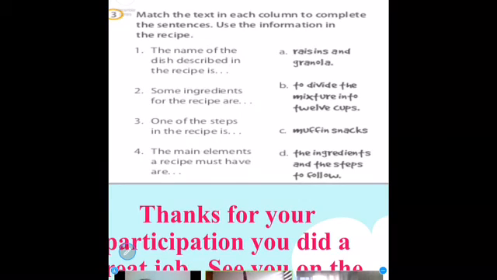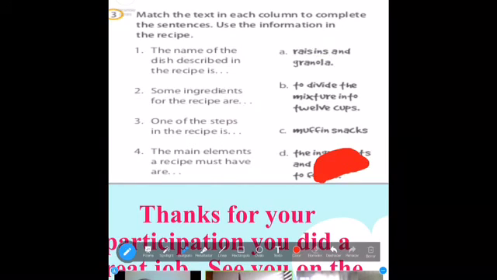Match the text in each column to complete the sentences. Use the information in the recipe. Exactly. Thank you. Very, very good, Nicole, okay? Match the text in each column to complete the sentences. Use the information in the recipe. Okay? Erase this, guys, por favor. No me rayen la pantallita. Borren lo que está en rojo porque yo no puedo borrarlo.